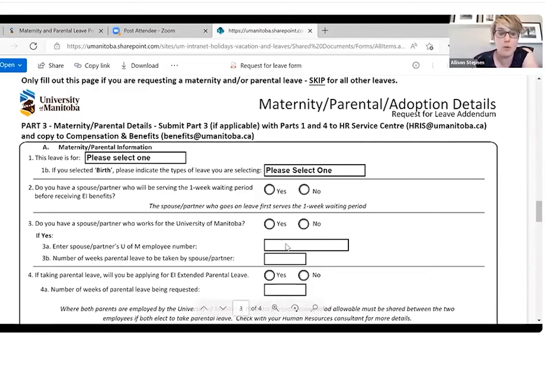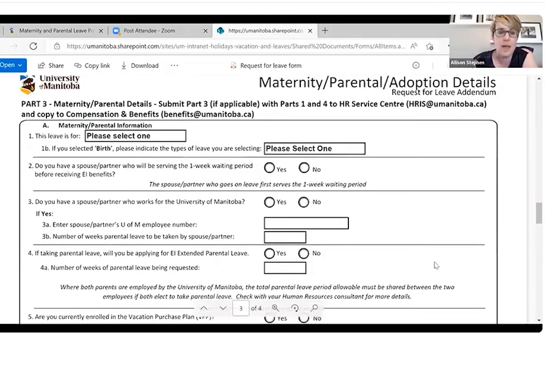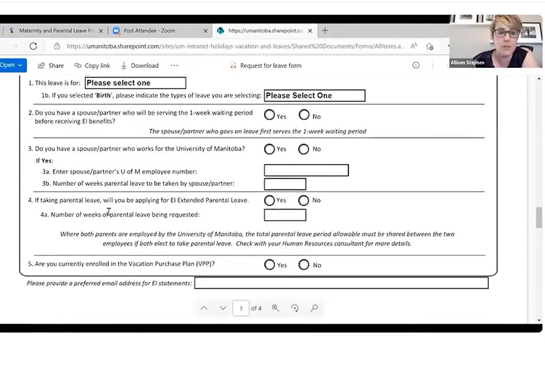Then here we're asking, do you have a spouse or partner who works at the U of M? Yes or no? That way, depending on what employment group you fall into, you either can have your own parental leave portion or you have to share it. So we need to know if your partner works at the U of M. And then it asks, if you're taking parental leave, are you applying for the extended parental leave and how many weeks?